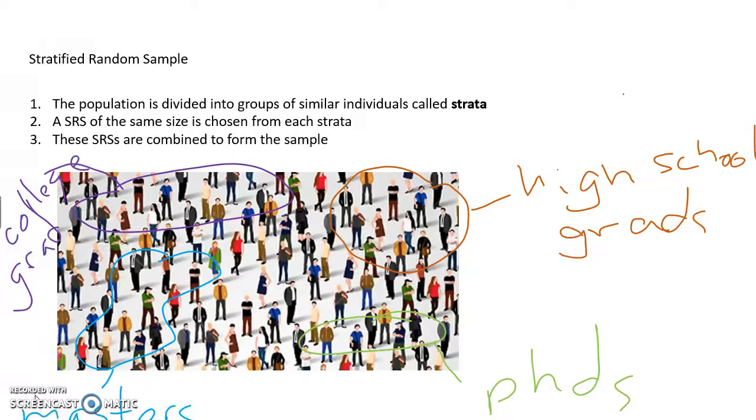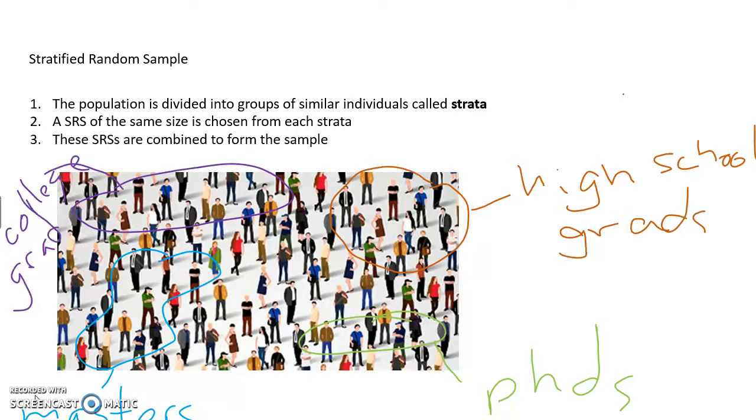Then within each strata, I'm going to take a simple random sample of the people within that strata. Therefore, I have people who are similar grouped together, but I'm going to be able to compare results across the strata. Again, I want to make sure that the people in each strata are similar to each other in some way.